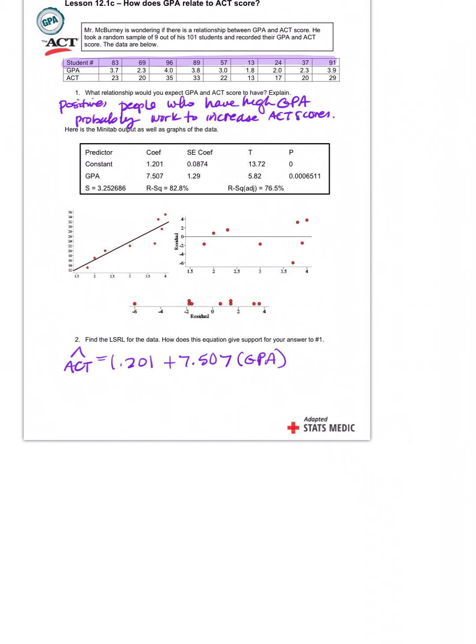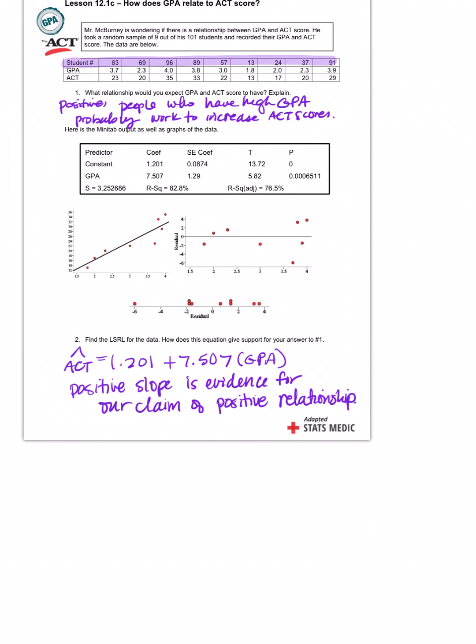So does this give us evidence to support our claim that there would be a positive relationship? How do you know? There's a positive slope. So positive slope is evidence for our claim of a positive relationship.